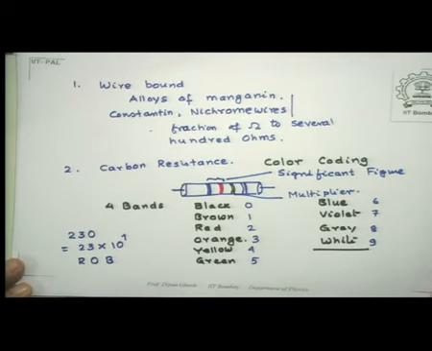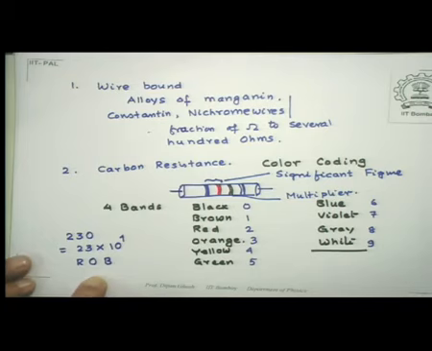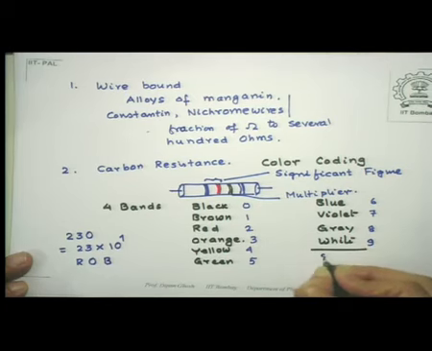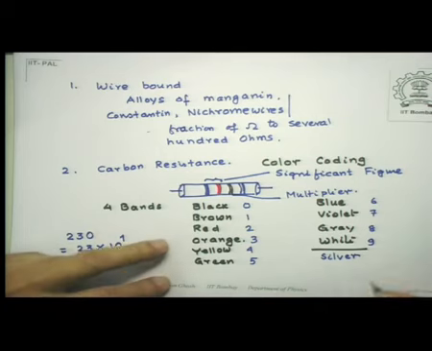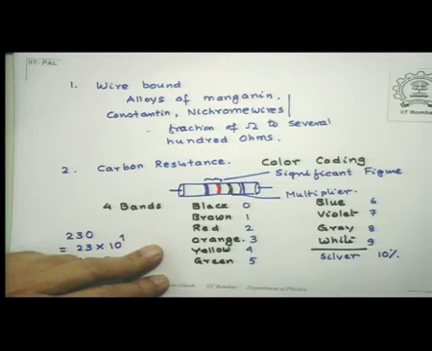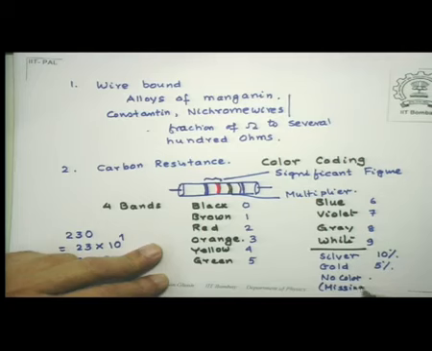There is a fourth band which tells you the tolerance level, and this fourth band is either silver, which represents a 10% tolerance, or gold, which represents a 5% tolerance, or no color, that is, the band is missing, which represents a pretty bad tolerance, which is 20% tolerance.